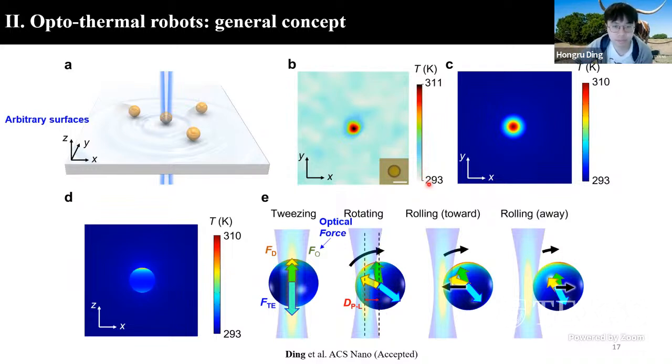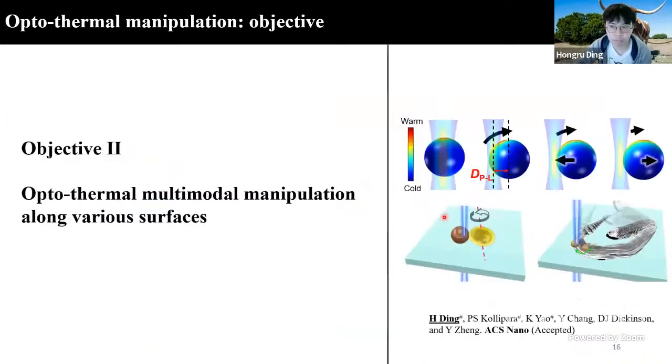Okay, thank you. Thanks for the question. I also have some questions. I saw that the particles in the video move around. So I'm curious, is Brownian motion a problem in your system?